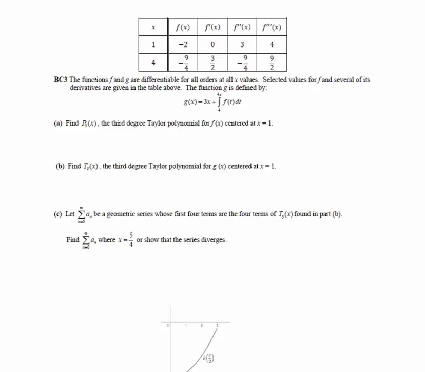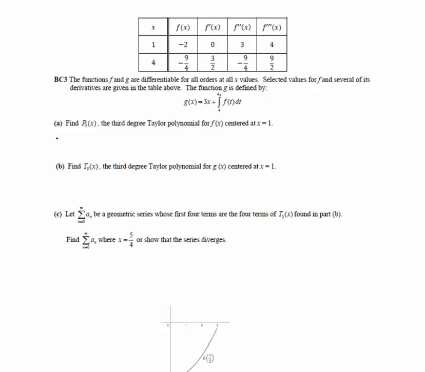Okay. Functions f and g are differentiable for all orders at all x values. Selected values of f and several of its derivatives are given in the table above, and now g is this equation here. So we have a table of f values and an equation of g here, which is related to f because it's the integral of f here as well. All right, so find P3(x), the third degree Taylor polynomial for f centered at x is 1.